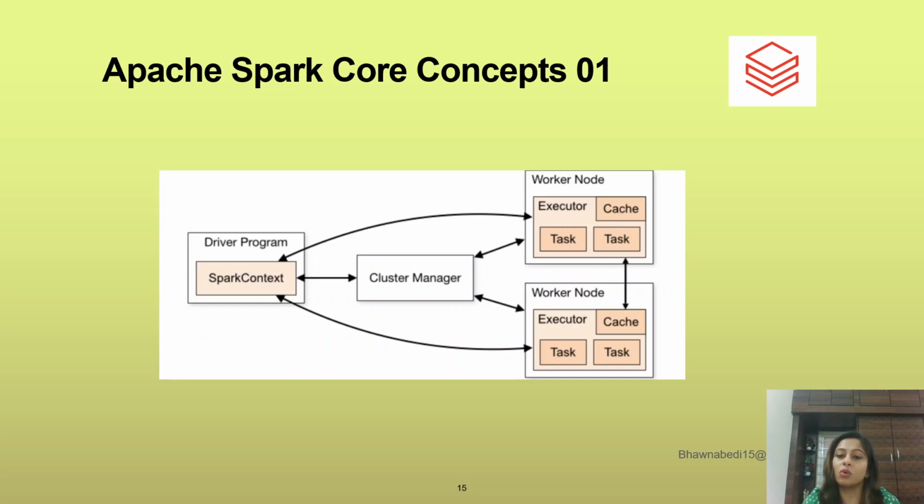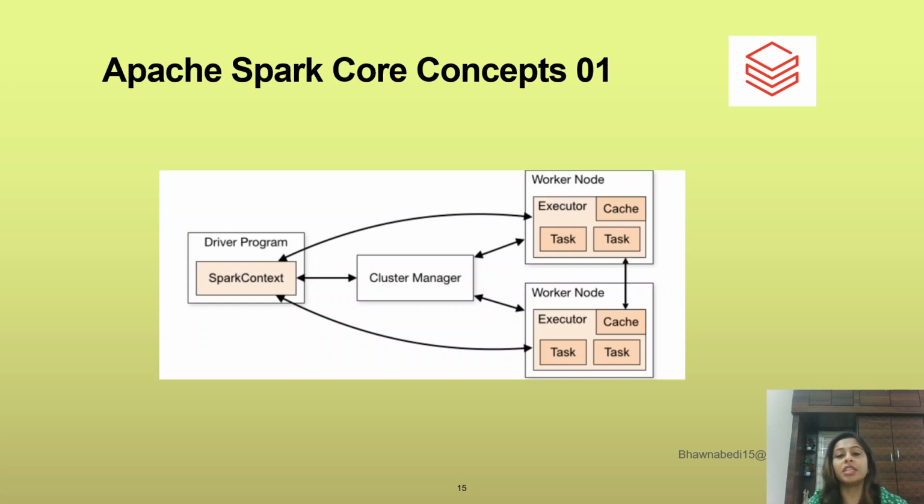So a worker node is nothing but a machine, and similarly this driver program is also a machine. It is one machine. So the driver program is a machine and the worker node is also a machine. Now the cluster manager is something that works in between. It tries to manage the data. It tries to see which data should flow to which worker node, right?